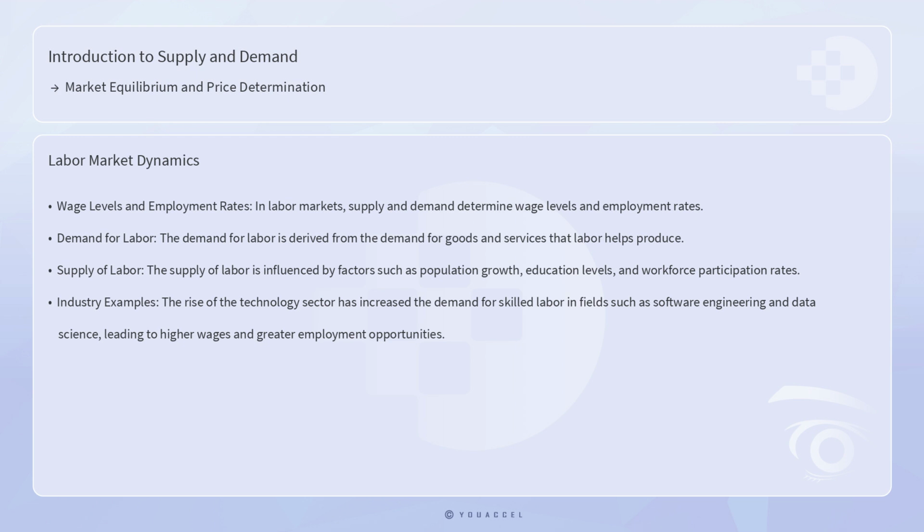In labor markets, supply and demand determine wage levels and employment rates. The demand for labor is derived from the demand for goods and services that labor helps produce, while the supply of labor is influenced by factors such as population growth, education levels, and workforce participation rates. For example, the rise of the technology sector has increased the demand for skilled labor in fields such as software engineering and data science, leading to higher wages and greater employment opportunities in these areas. Conversely, industries facing declining demand, such as traditional manufacturing, may experience lower wages and reduced employment.